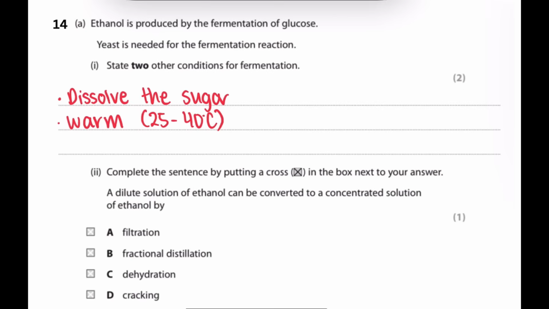Question 14. Ethanol is produced by fermentation of glucose and yeast is needed for this fermentation reaction. State 2 other conditions for fermentation. They actually have a lot. First of all, we need to dissolve the sugar. It has to be an aqueous solution.